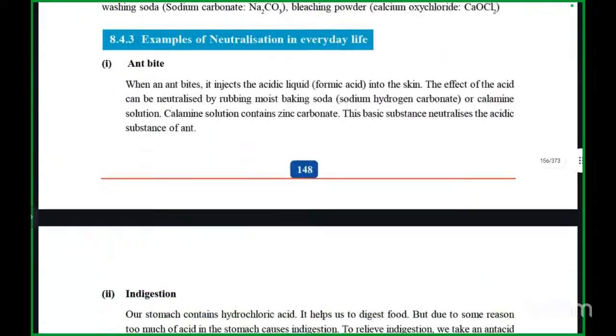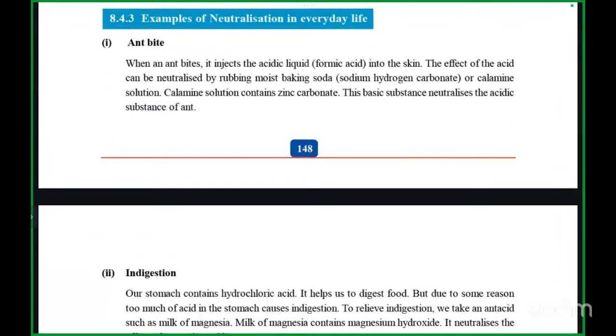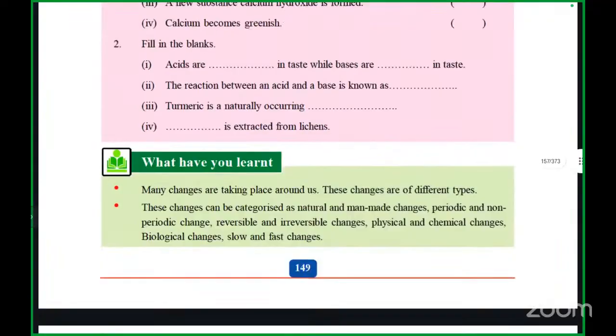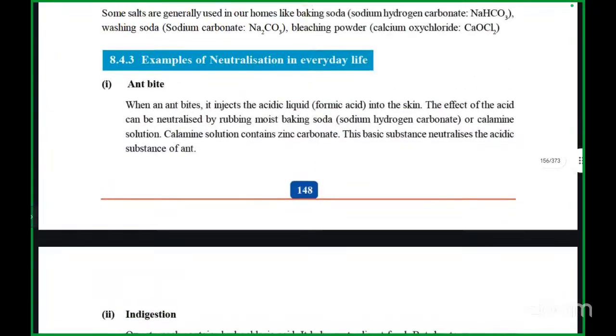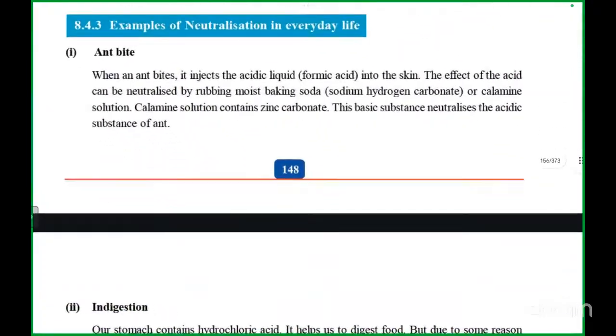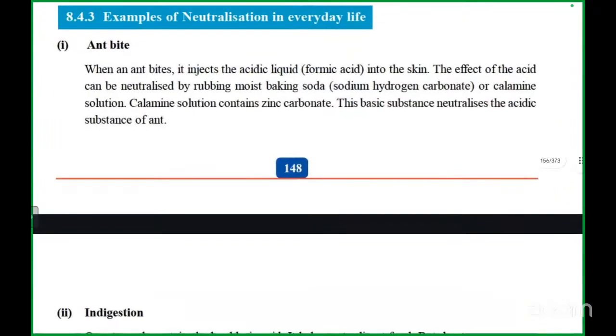Now, examples of neutralization we will see. This topic was left, the last topic: examples of neutralization in everyday life. Now, the first one is an ant bite.